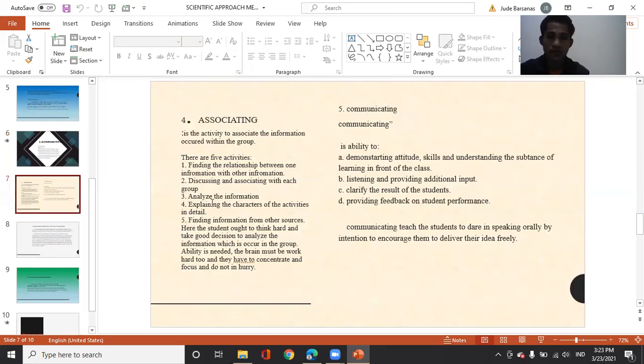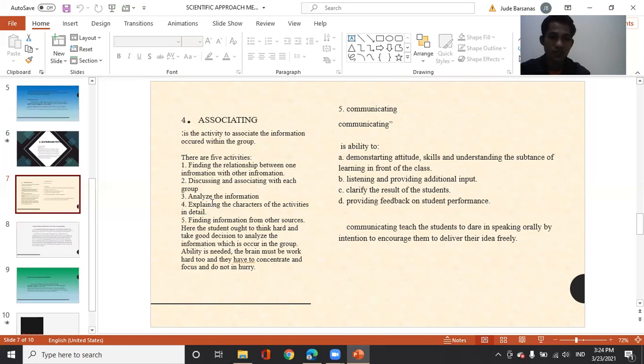Number five, let us look together. It's about associating, my friends. Associating is the activity to associate the information that occurs within a group. And there are some activities in doing the associating. Number one, the students should find the relationship between one piece of information and another to avoid confusion or something that feels strange or weird. Number two, discussing and assessing with each group.